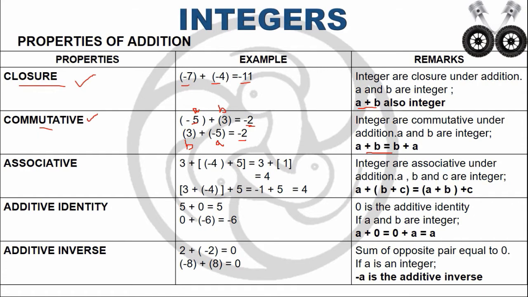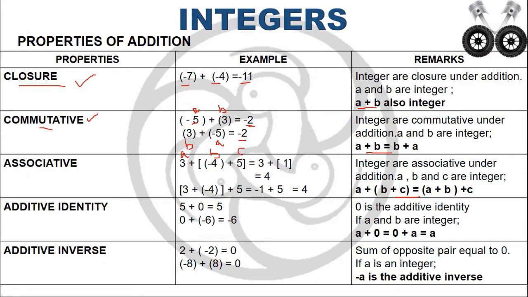So if a, b, and c are three integers. So how many integers are here? Three integers are here. So the condition is a plus within a bracket b plus c equal to a plus b within a bracket plus c. So that is, if I interchange the bracket, the answer should not change. So we have to check whether the condition is satisfied or not. So here a is 3 and b is minus 4 and c is 5.